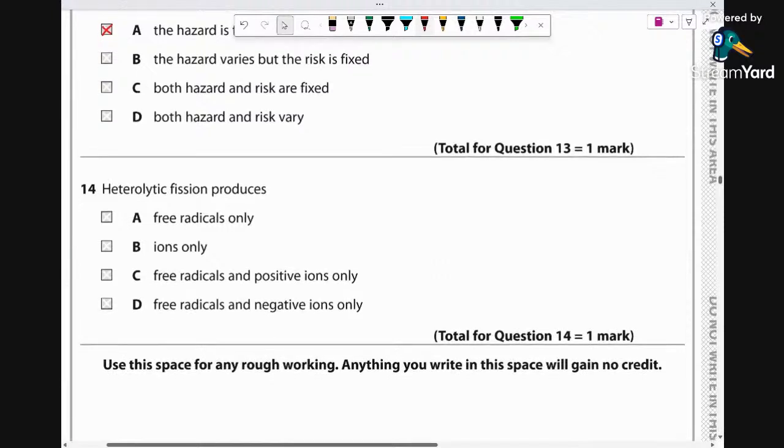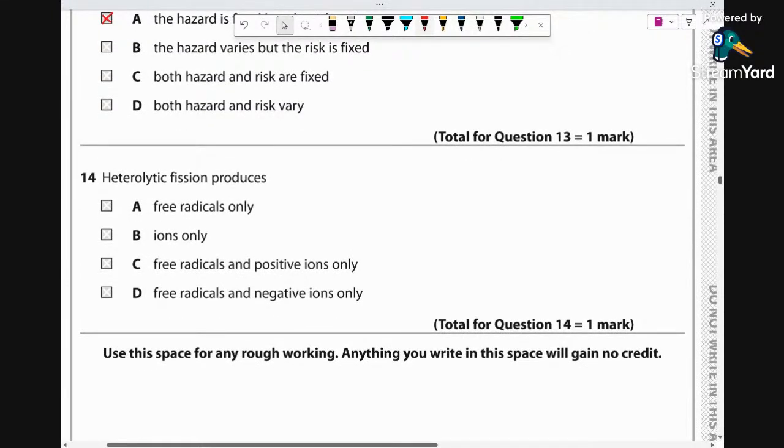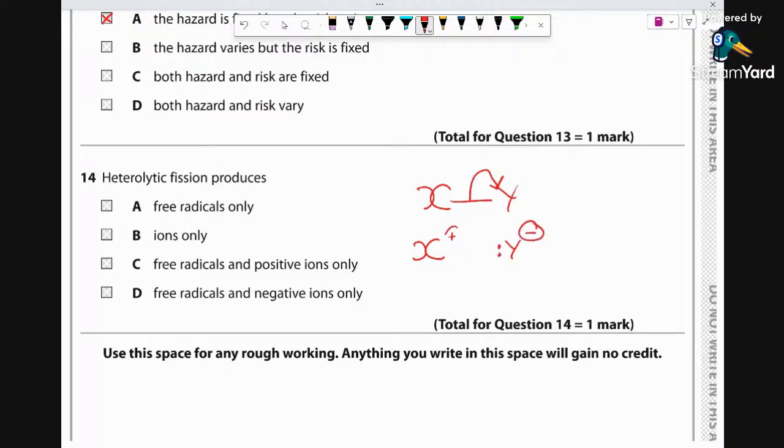Nice. Heterolytic fission produces... okay, so heterolytic fission, it's nice to do this in our picture. Heterolytic fission is when a bond splits to form 2 different charged ions. So in this case, I'm going to break it this way towards the Y, and this will become positive, and Y will become negative. So they don't form free radicals. By the way, Y will also have a lone pair, and you should circle your charges.